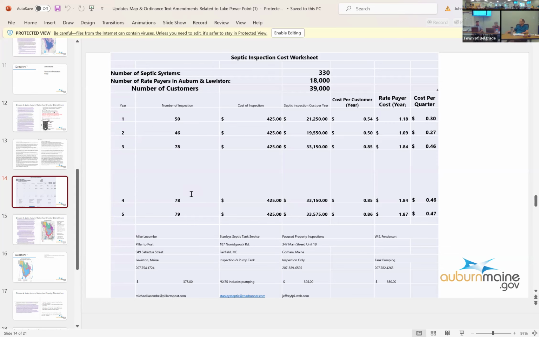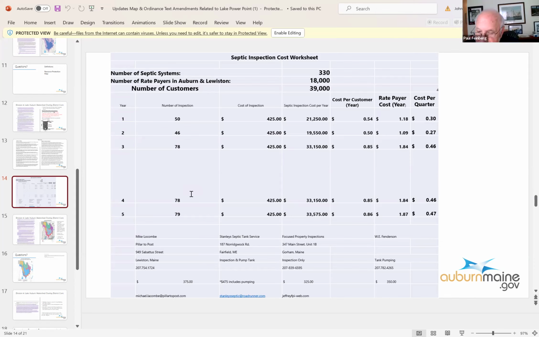How many septic inspectors do you have? So there's a state list. Stanley's pretty old school. It's just a state list. Okay, so we're going to do some public outreach. We're hoping that we can get some people to come in and get licensed.